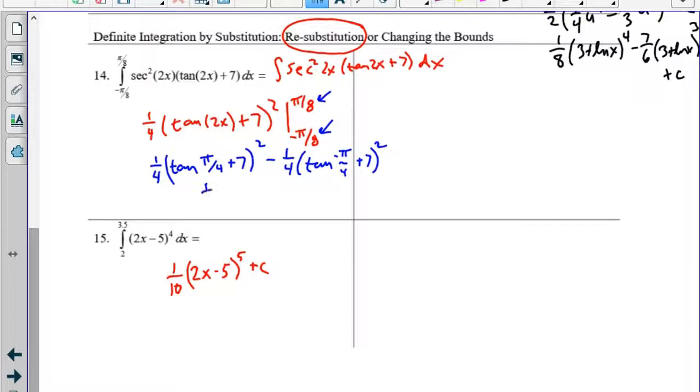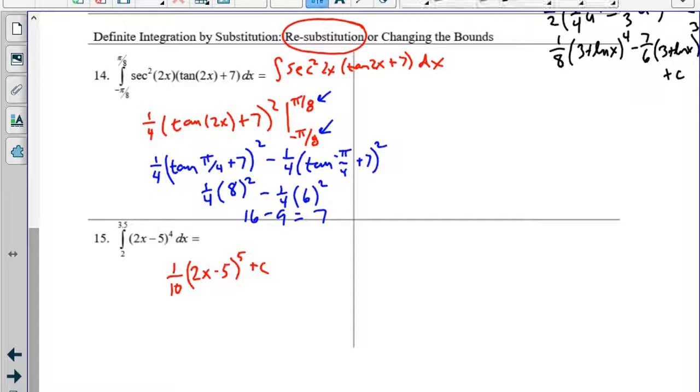So this is 1/4 times tangent of pi over 4, which is 1. So 1/4 times 8 squared, minus 1/4 times tangent of negative pi fourths, which is -1. So this is 6 squared. We end up with 64 over 4, which is 16. We end up with 36 over 4, which is 9. 16 minus 9 equals 7. So this definite integral, we would get 7.